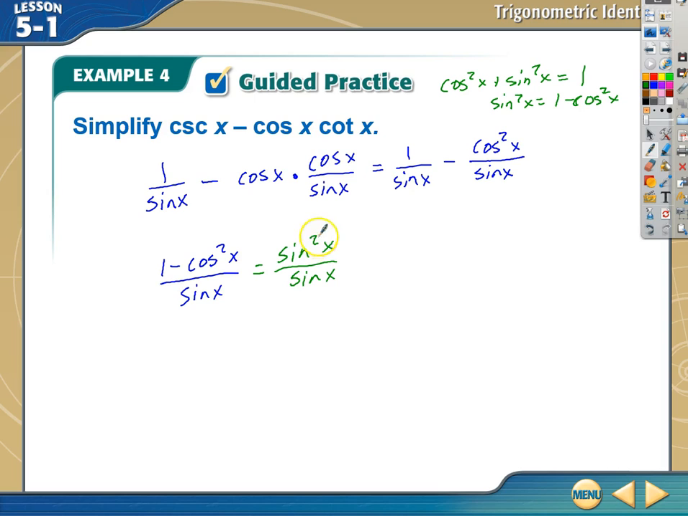And I can cancel out here. I got two sines, sine squared, times sine on top, just a sine on the bottom. So that goes away with all that. And I'm left with sine of x. Wow. You started with this messy junk, and you end up with something nice and sweet as sine of x.